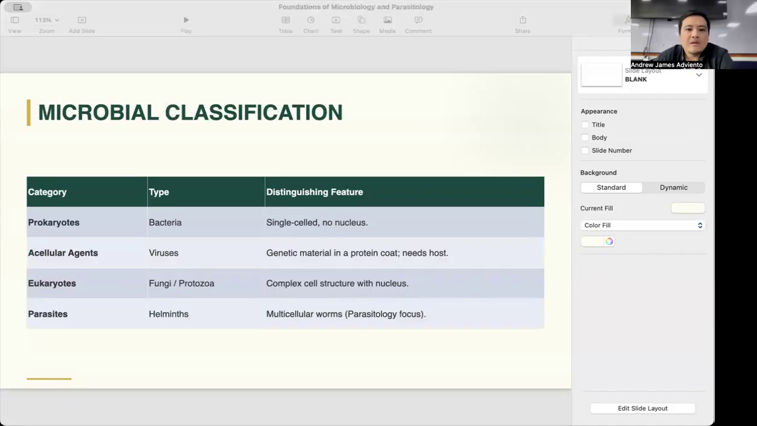So we have the microbial classifications, in which these tiny organisms are classified based on their structure, cellular organization, reproduction, how they propagate, and their genetic material. Major groups include bacteria, viruses, fungi, protozoa, and then helminths. Classification helps scientists and healthcare professionals understand how these organisms behave and how they can be controlled.